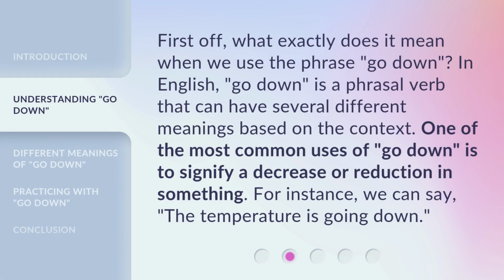First off, what exactly does it mean when we use the phrase go down? In English, go down is a phrasal verb that can have several different meanings based on the context. One of the most common uses of go down is to signify a decrease or reduction in something. For instance, we can say, the temperature is going down.